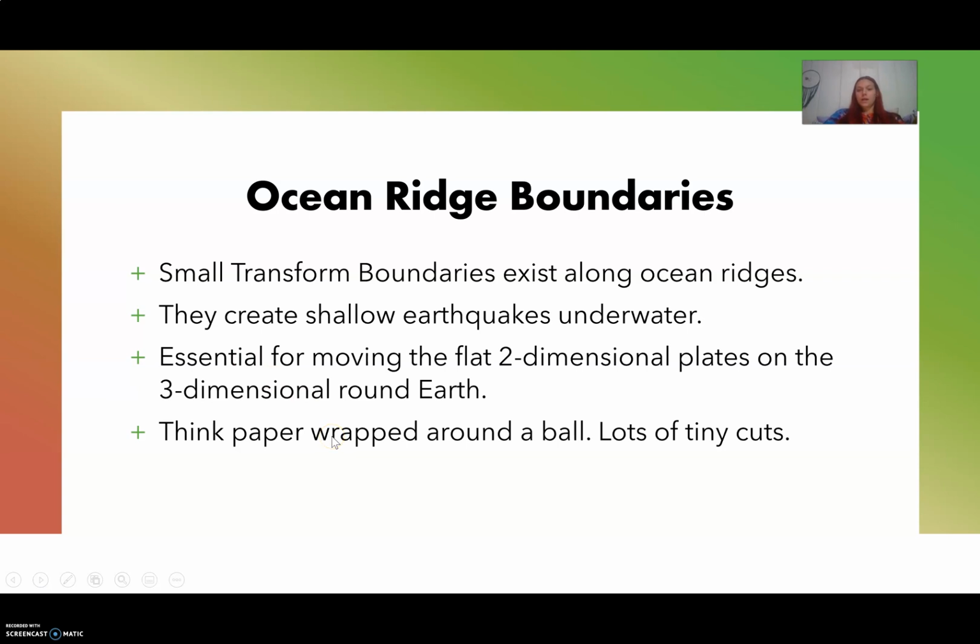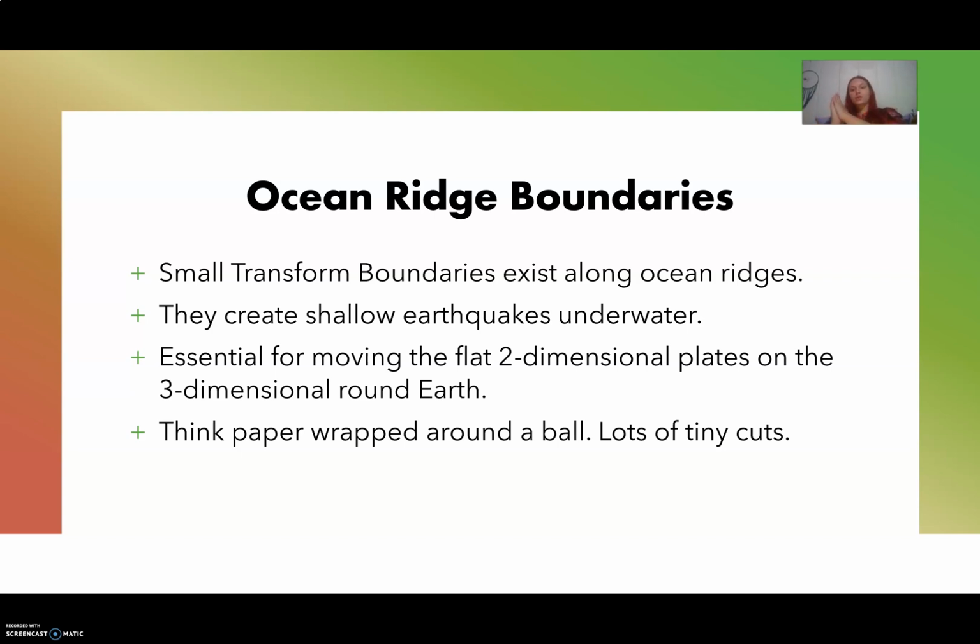So many of these transform plate boundaries are found along ocean ridges, and they are small transform boundaries that occur along the ocean ridges, and they create shallow earthquakes underwater. These boundaries are very essential to moving these 2-dimensional plates on a 3-dimensional Earth.